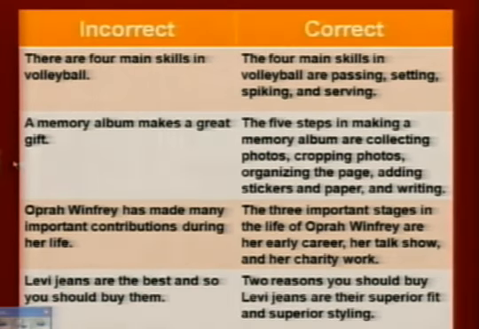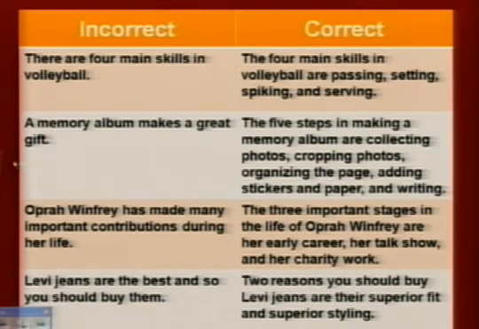A memory album makes a great gift. Well, that might be true. That's not a central idea. So we need to list out those steps. The 5 steps in making a memory album are collecting photos, cropping photos, organizing the page, adding stickers and paper, and writing. It would be incorrect to say Oprah Winfrey has made many important contributions during her life.